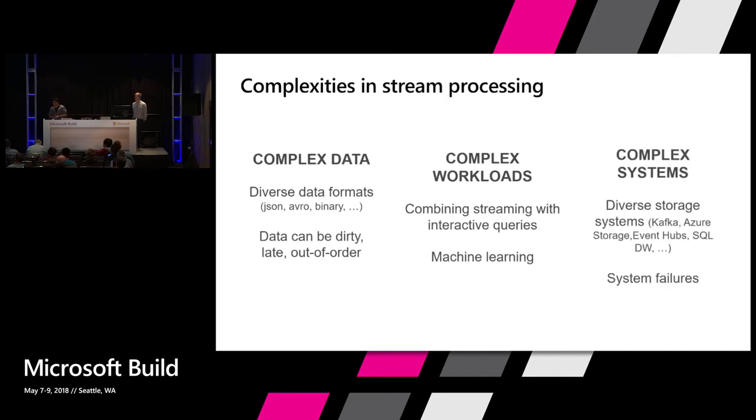And then you have complex systems. So we spoke about formats, but now you've got to deal with a bunch of systems, right? How's your data coming in? Some data comes in through Kafka, some comes in through Event Hub, IoT Hub, some might just come in through raw files because it's an antiquated system. How do you store all of this data?